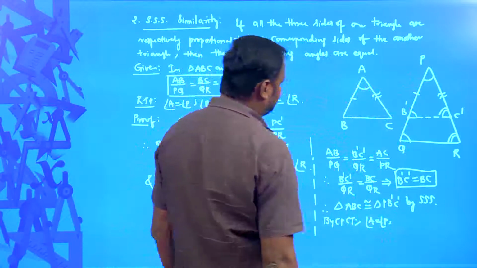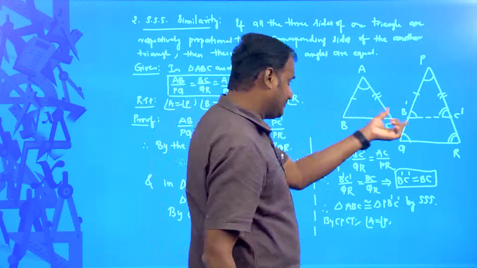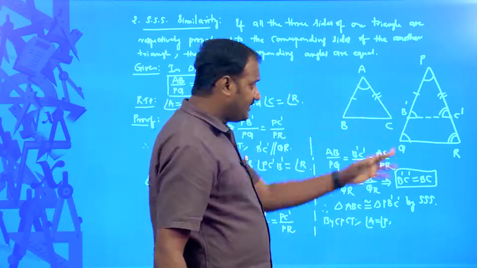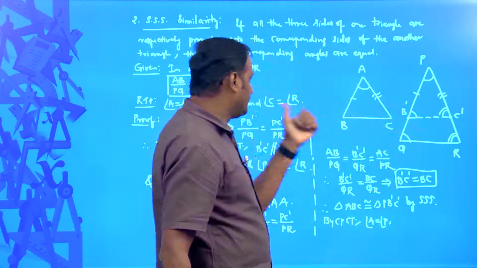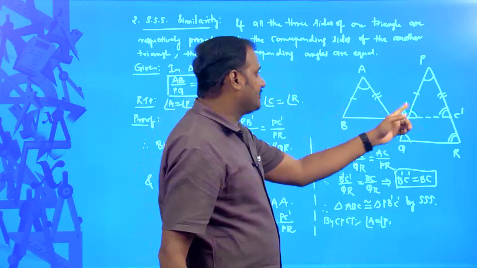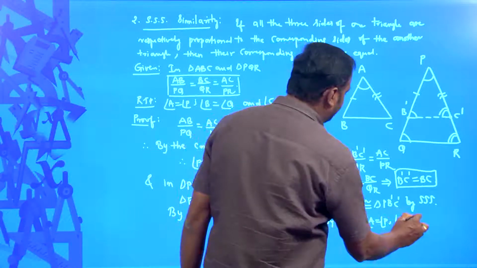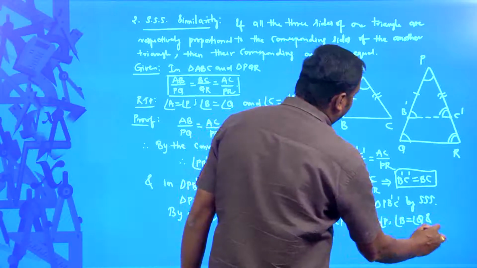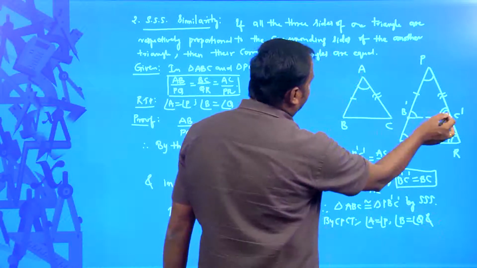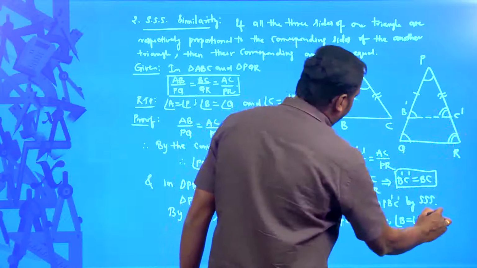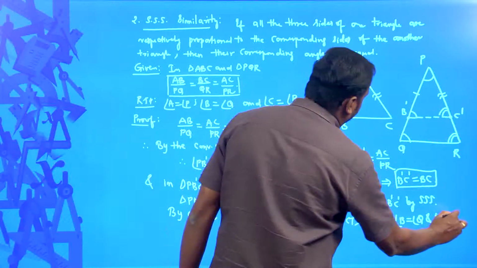What is the second one? Angle B is equal to angle B', but angle B' is equal to angle Q, we already proved here. So angle B is equal to angle B' is equal to angle Q. It means angle B is equal to angle Q, and finally angle C is equal to angle C' is equal to angle R. Therefore, angle C is equal to angle R.